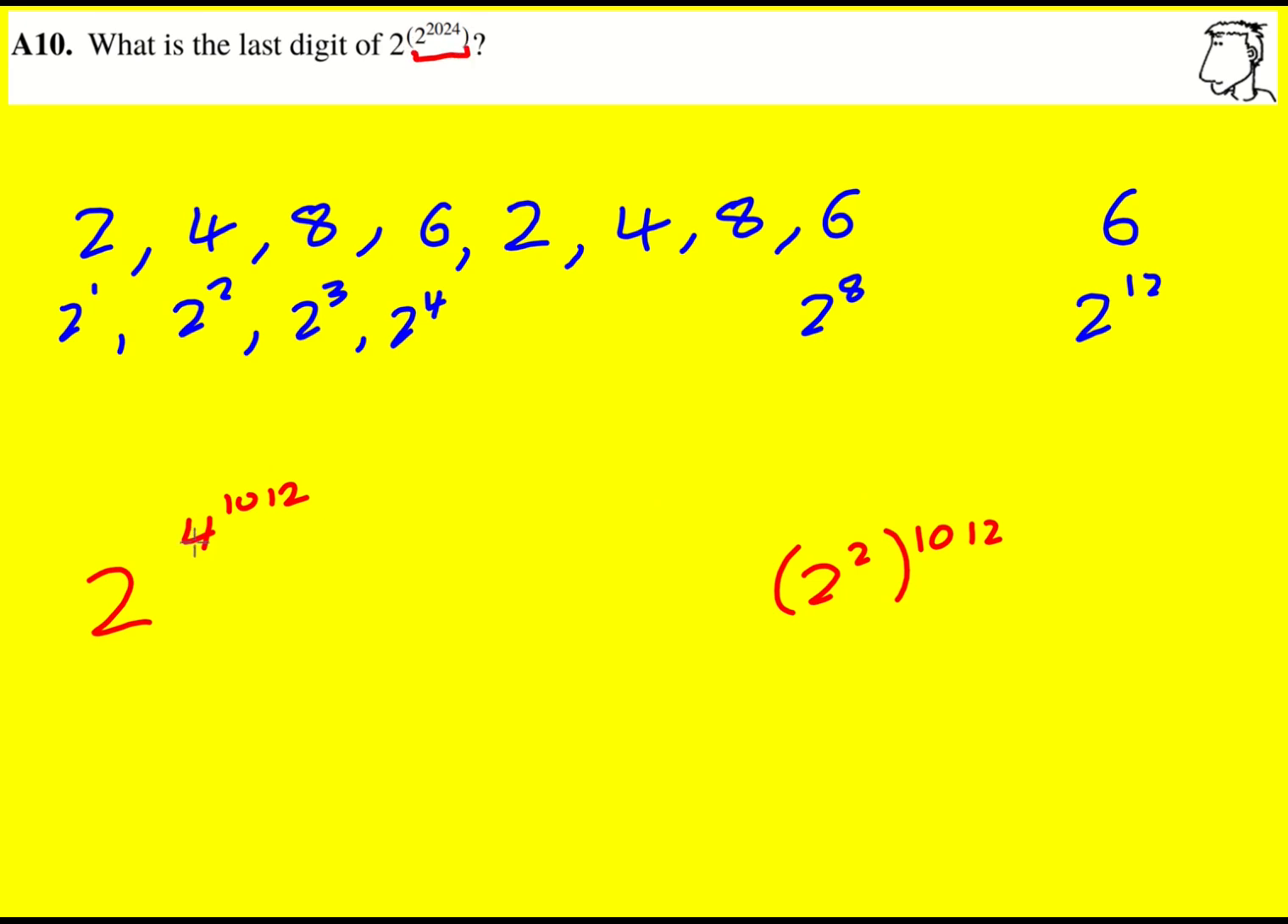To be honest, you don't need to do all of this to see that. We're just timesing by 2 a bunch of times. Of course, we're going to get a multiple of 4. And that is enough to say this number here is going to be somewhere along this little chain. It's not one more, two more, or three more than a multiple of 4. It is a multiple of 4, and then necessarily it will end in a 6.